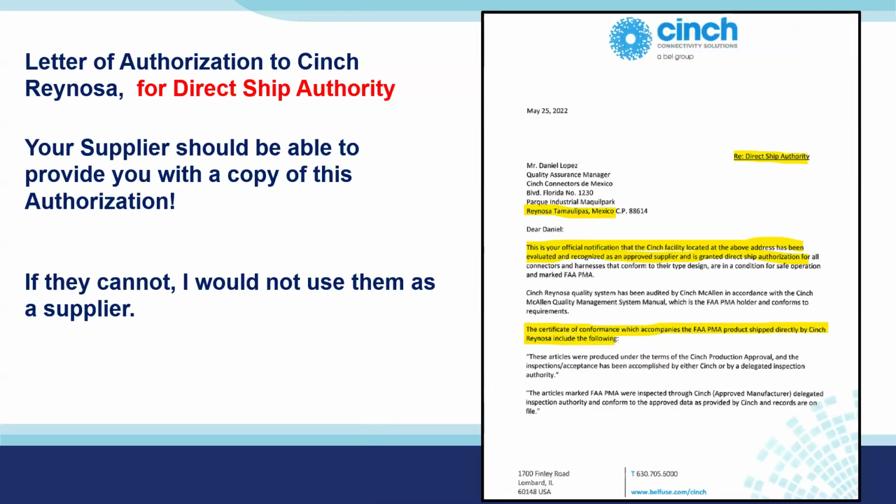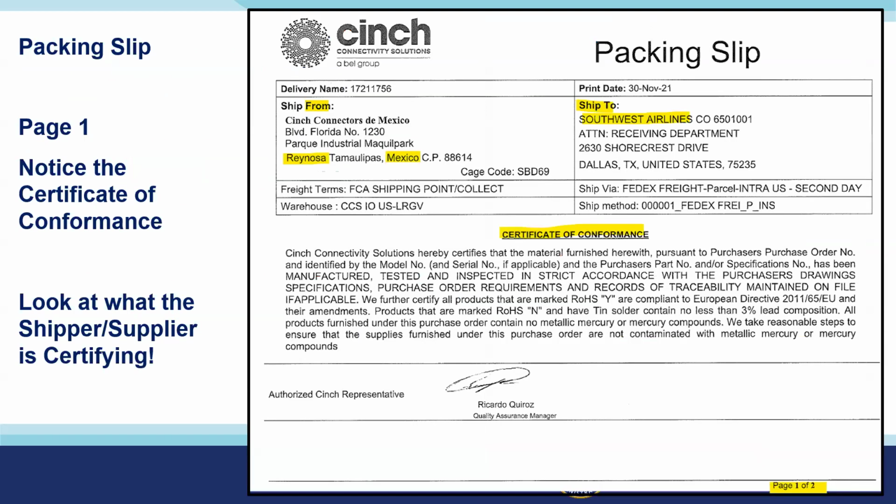Here's the letter of authorization to Cinch Reynosa for direct ship authority. Here's where they're actually giving them the authority to be a direct shipper. And the supplier should be able to provide a copy of this. Here's a packing slip. Most new parts will have a certificate of conformance statement. Just look at what they are certifying.